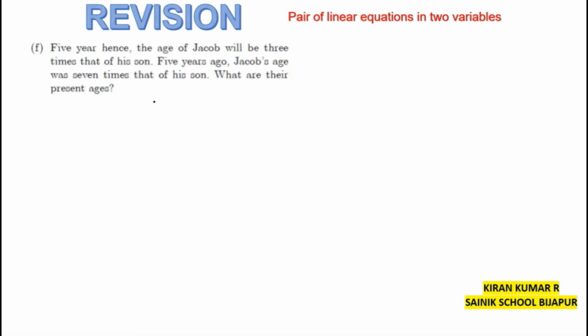Look at question 6. Five years hence the age of Jacob will be 3 times that of his son. 5 years ago, Jacob's age was 7 times that of his son. What are their present ages? Let me consider the present age of Jacob as y and the present age of Jacob's son as x.